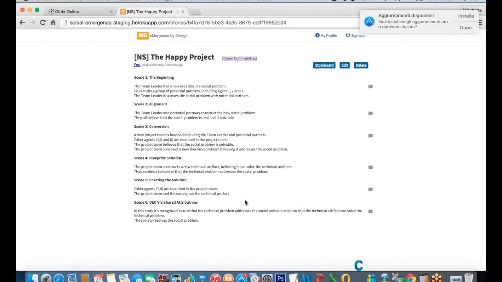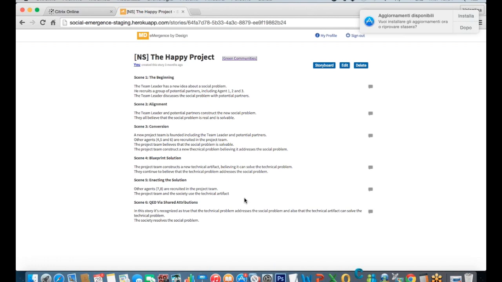Then the second phase was that of the alignment. I mean, ideally, there had to be this phase of alignment between the team leader and the other potential partners. And all these partners had to believe that the social problem they had in mind and that they want to, let's say, solve together was real and that it could be solved. Then the third scene of this narrative structure that we have called the FP project narrative structure, that is very common not just to the Green Communities project, but to many projects, was that of the conversion.